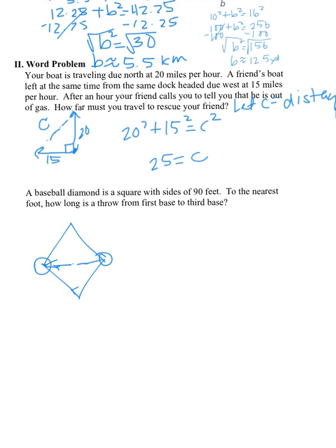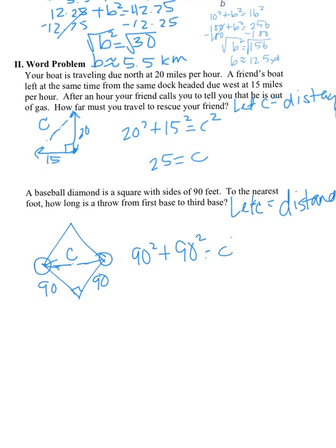Well, in a baseball diamond, that's your right angle right there. So again, you're looking for that hypotenuse. I'm going to let c equal distance again. Okay. So it says a baseball diamond is a square with sides of 90 feet. So this is 90 and this is 90. So those are your a's and your b's. So a squared plus b squared equals c squared. So again, pause that video and you can find out what c's value is.